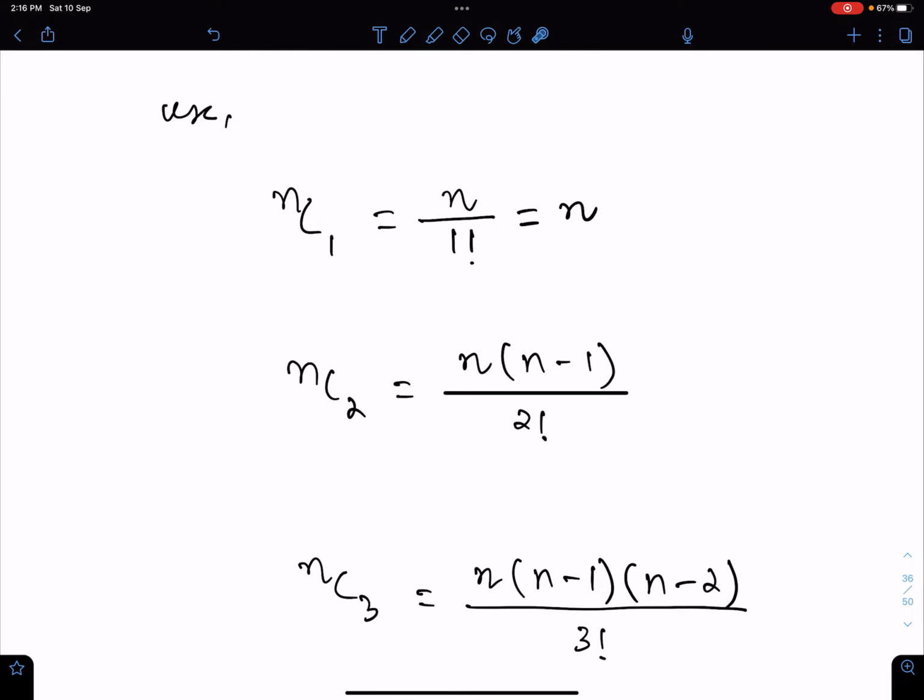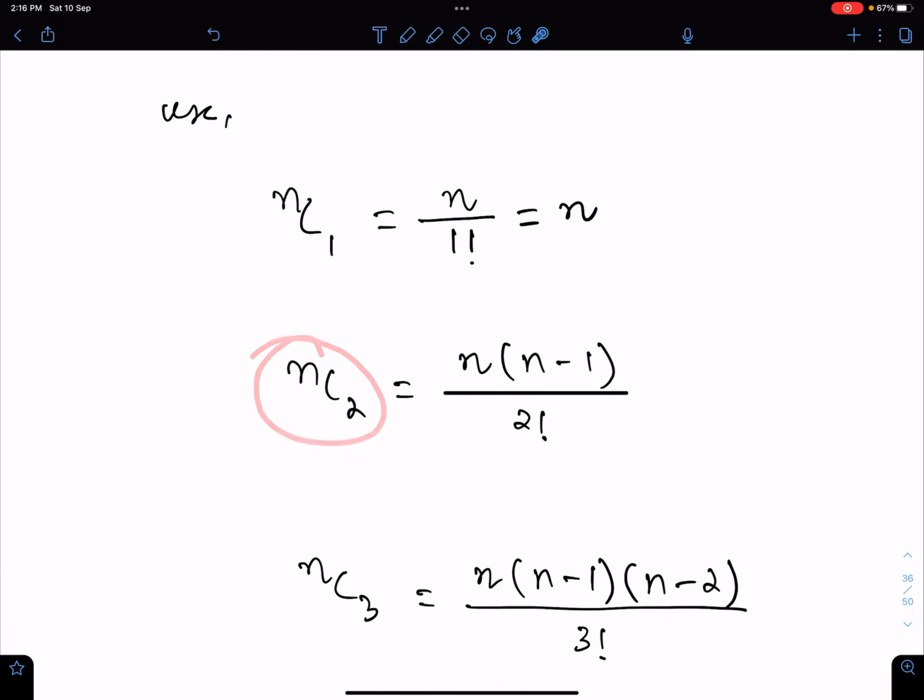Well, nC1. To simplify nC1, we need to write 1 factorial here. And since we have just 1 here, we must have just one term in the numerator, which is n. As we all know, 1 factorial is 1, therefore the simplified form of this is n. So we can write nC1 as n.